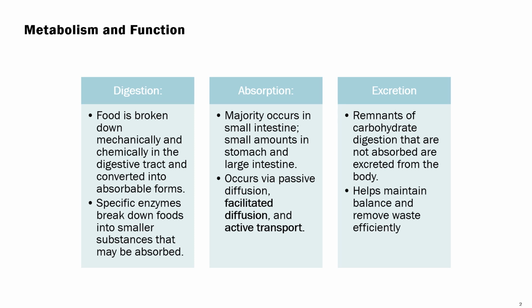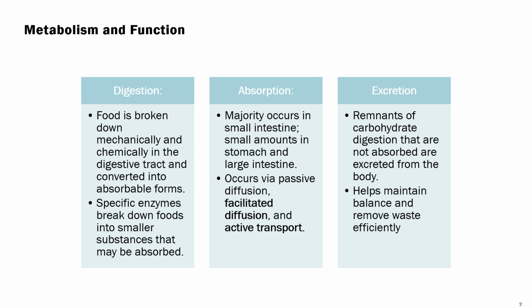When we consume carbohydrates, they are broken down mechanically and chemically in the digestive tract. This process converts the food into absorbable forms. Specific enzymes play a crucial role in breaking down carbohydrates into smaller substances that can be absorbed. For instance, amylase breaks down starches into sugars.